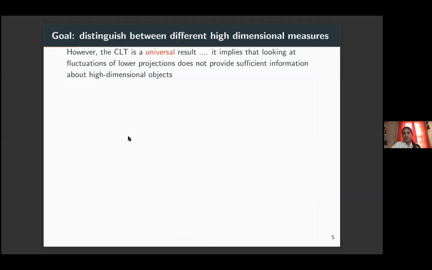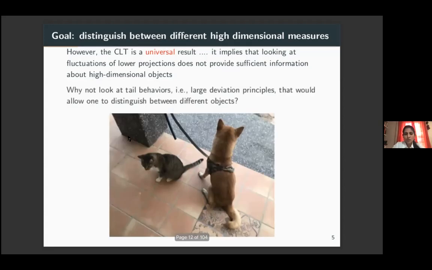So of course, we know that the CLT is a universal result, and this result is very beautiful, but it does imply that looking at the fluctuations of lower-dimensional projections does not provide sufficient information about the high-dimensional objects, because most of them look Gaussian in most directions. And so, of course, there's been work in trying to identify these singular directions in which it doesn't look Gaussian. But another approach is really, why not look at tail behavior?